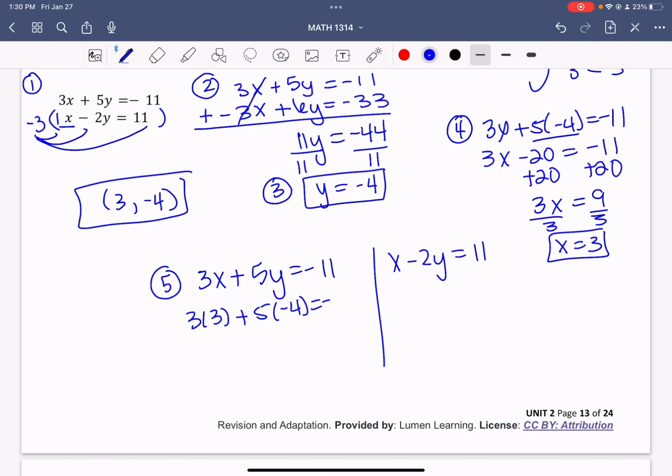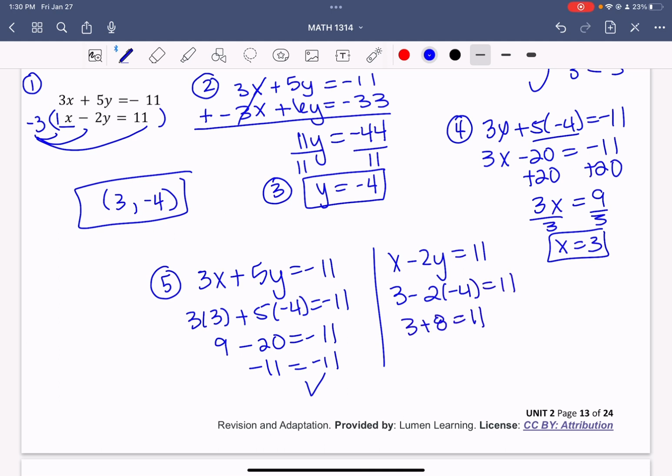So that would be 3 times 3 plus 5 times negative 4 equal to negative 11. I get 9 minus 20 is negative 11. So it's negative 11 equals negative 11. I'm good on that one. 3 minus 2 times negative 4: 3 plus 8 gives me 11. And 11 does equal 11. So step 5 is just checking this solution that I've already gotten.